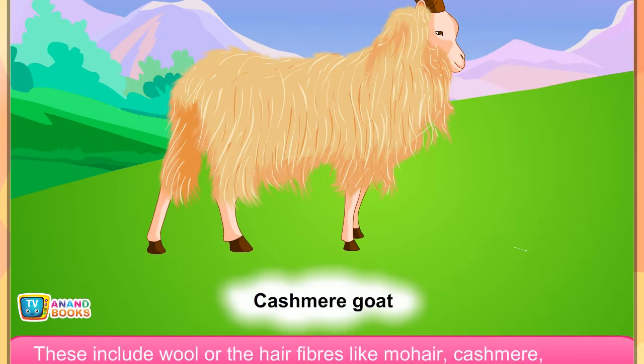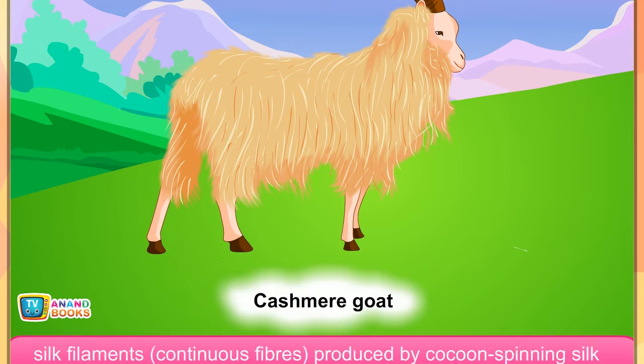Animal fibers. These include wool or the hair fibers like mohair, cashmere, alpaca, vicuna, angora, camel, and rabbit. Also, there are silk filaments, continuous fiber produced by the cocoon-spinning silk moth larvae.